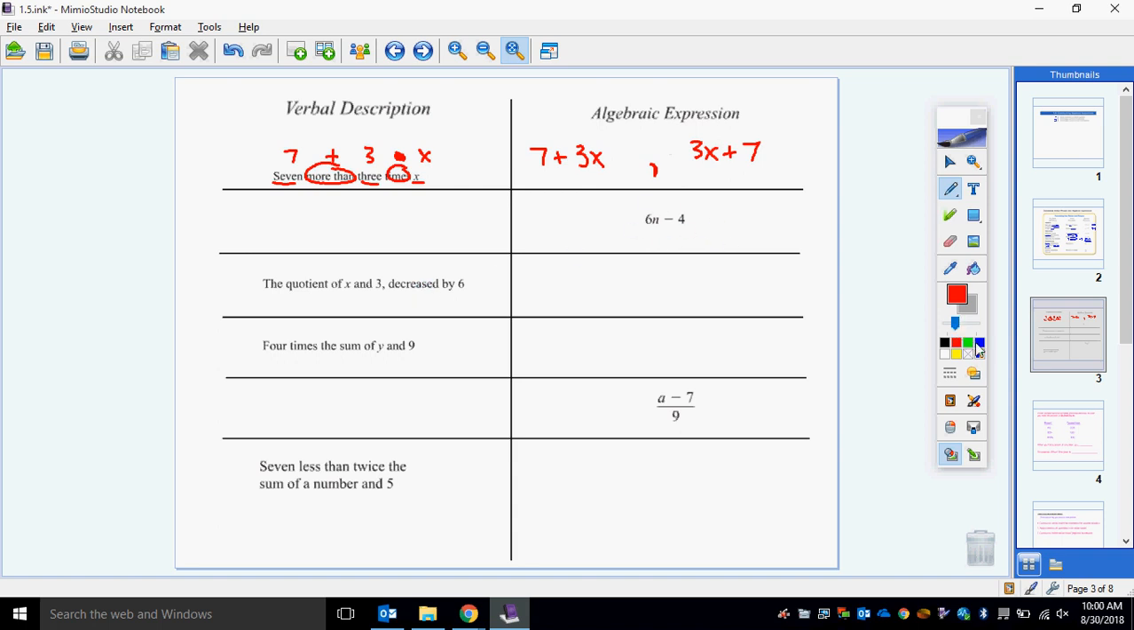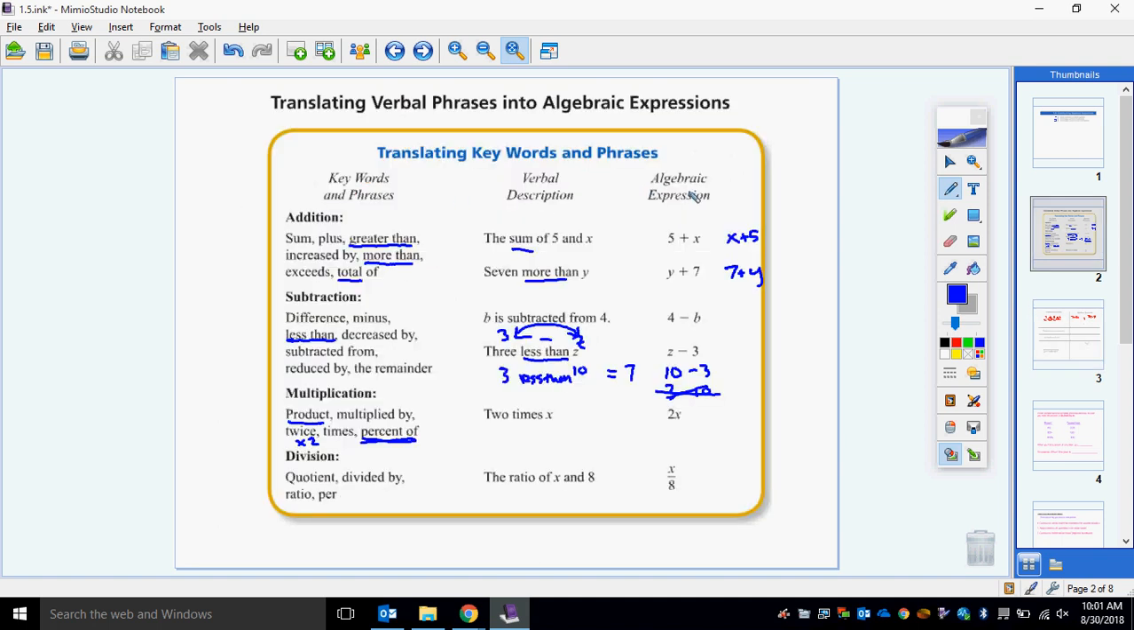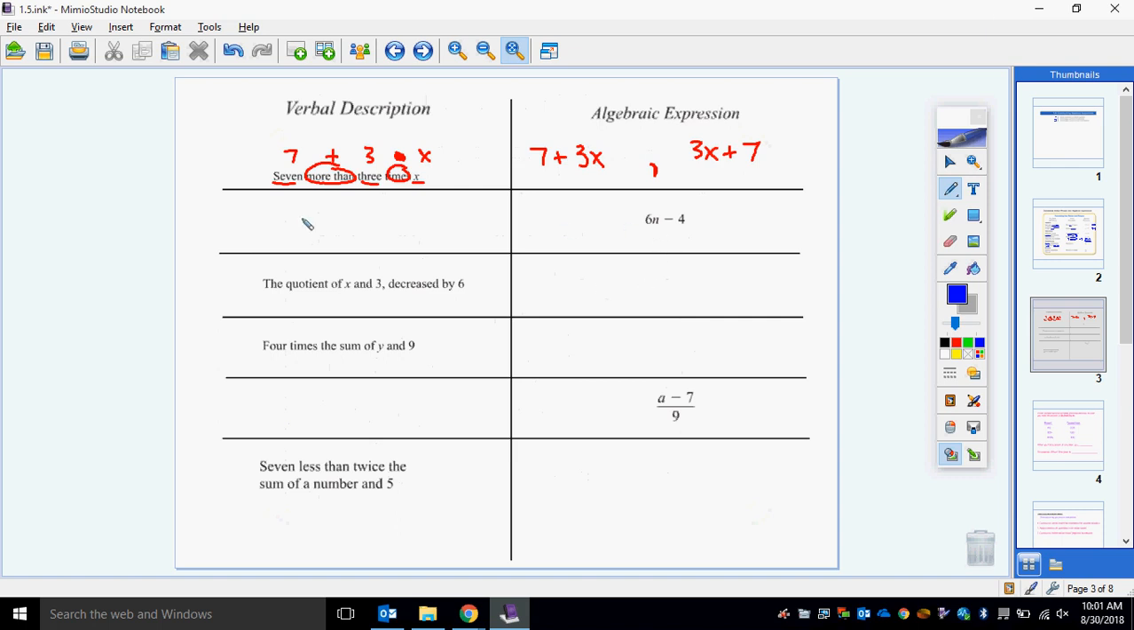Down here, let's change it into words. So how would you say this? Well, when I see this, I say 6n minus 4. But what's going on between the 6 and the n? They're being multiplied. So if I want a term for multiplication, I could go back a page. Under multiplication, I could use product, multiplied by, times. So I could say a bunch of different things. 6 times n.